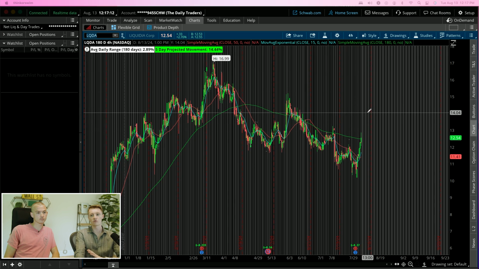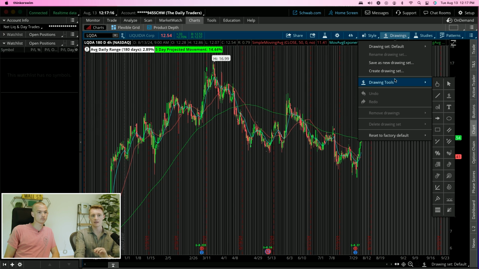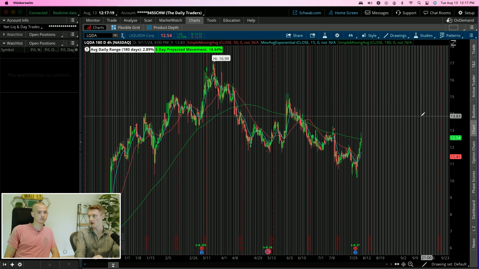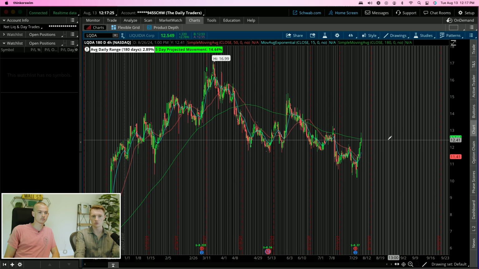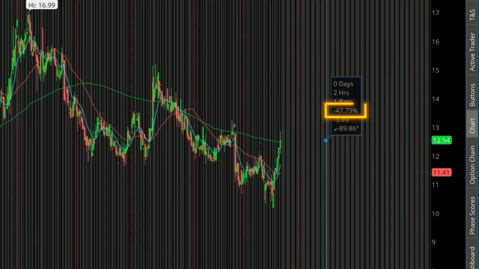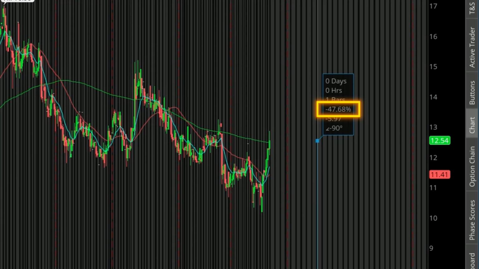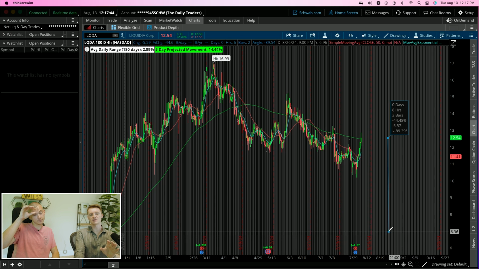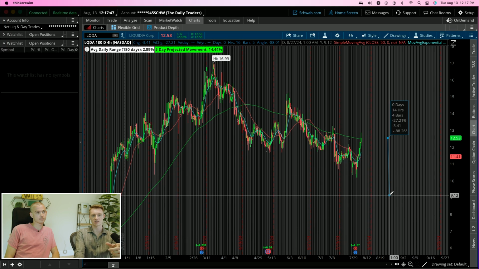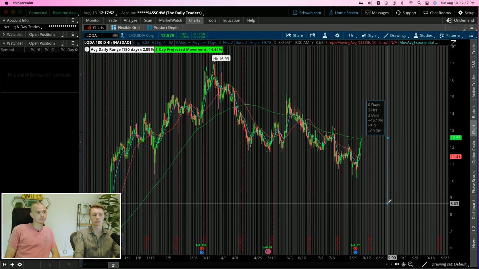So how we're going to determine right now if we are sitting close enough to that all-time low to take this trade, we are going to use this trend line tool. We drag from where we're currently trading down to that all-time low. And you can see here, we are trading almost 48% away from that all-time low. Our 5-day projected move is about 14%. We're way off. We would have had to have been trading within that 5-day projected move, less than 14% away, to actually take this trade.